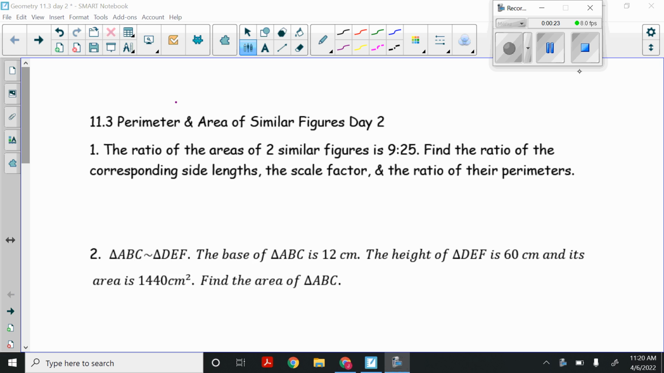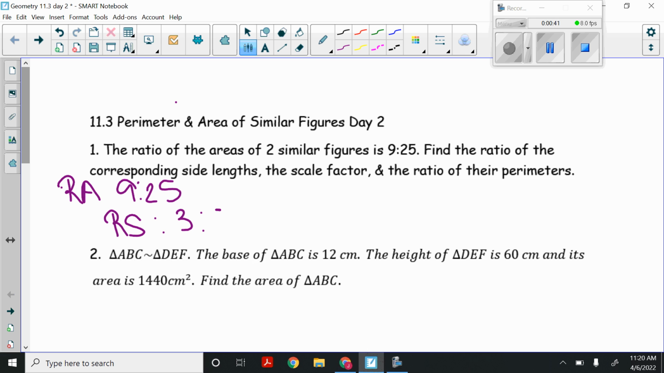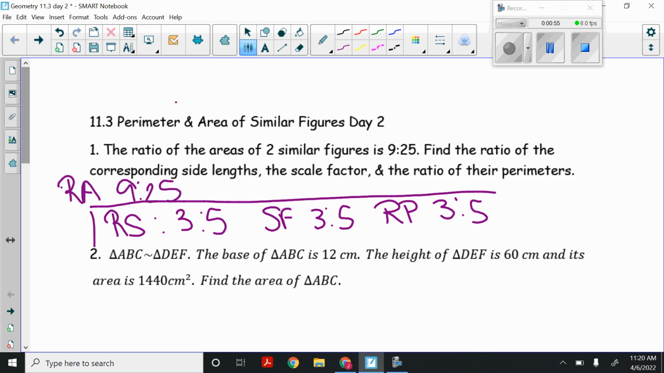So this is kind of a review from yesterday. They tell me that the ratio of areas is 9 to 25. And for the ratio of the corresponding side lengths, the ratio of sides, remember I just have to take the square root of the area. So the square root of 9 is 3, the square root of 25 is 5. The scale factor is the same thing as the ratio of sides, 3 to 5. The ratio of perimeter is the same thing as the ratio of sides, 3 to 5. So this is just to remind us that the ratio of the sides, the scale factor, and the ratio of the perimeters are all going to be the same thing.